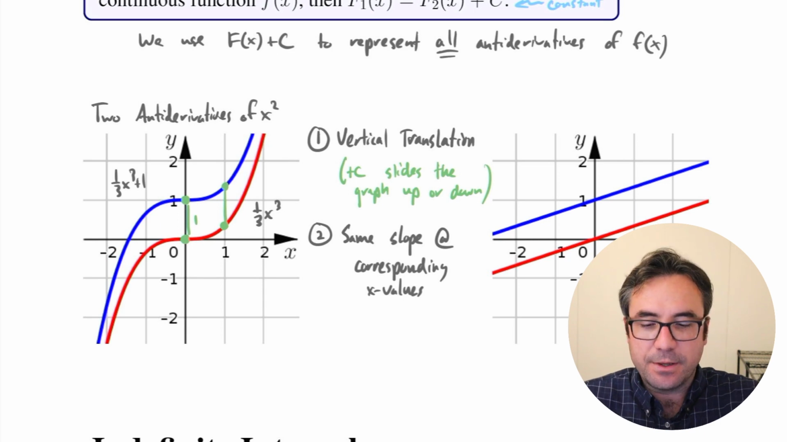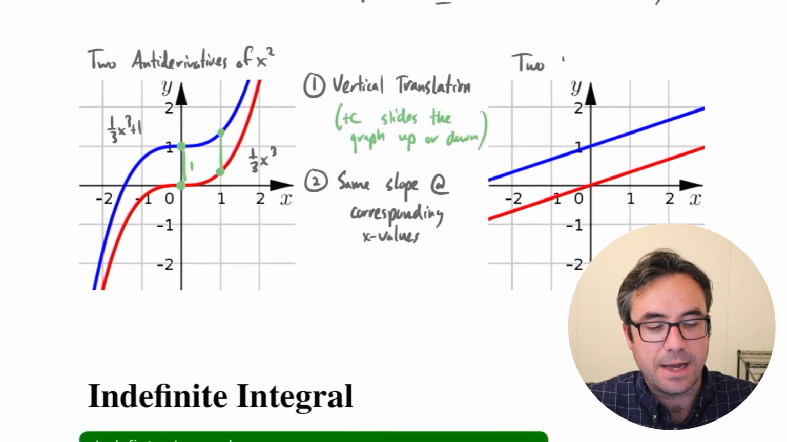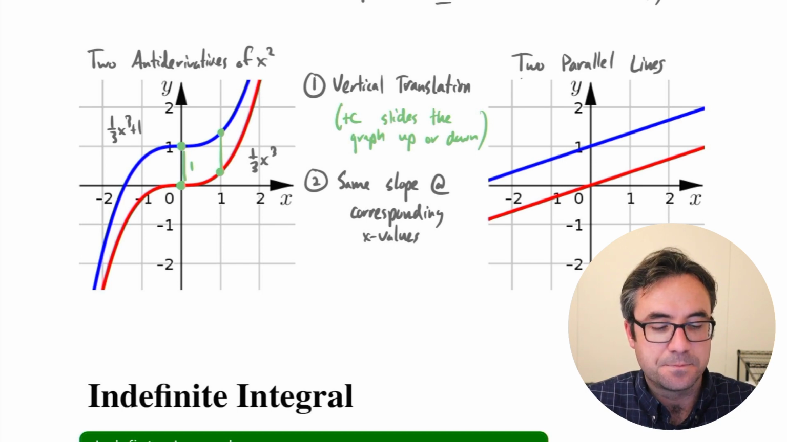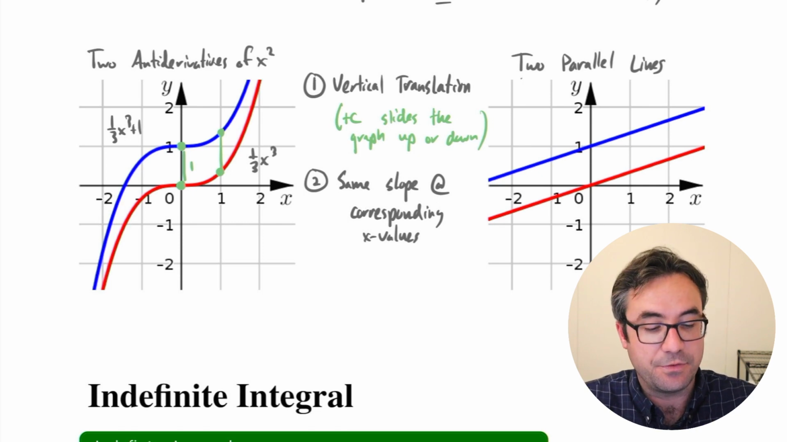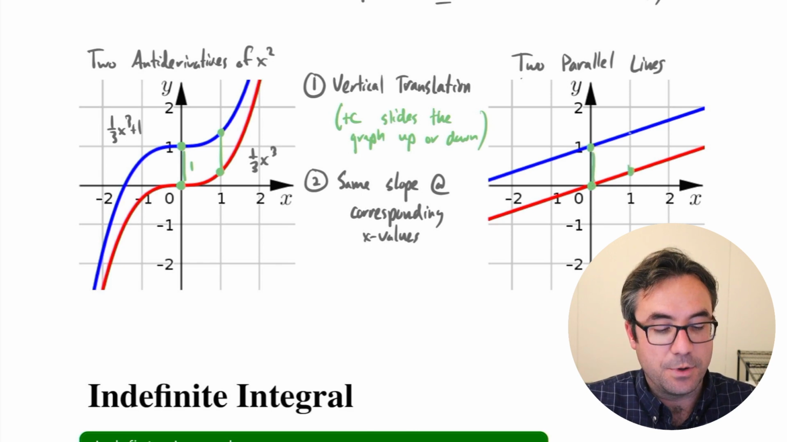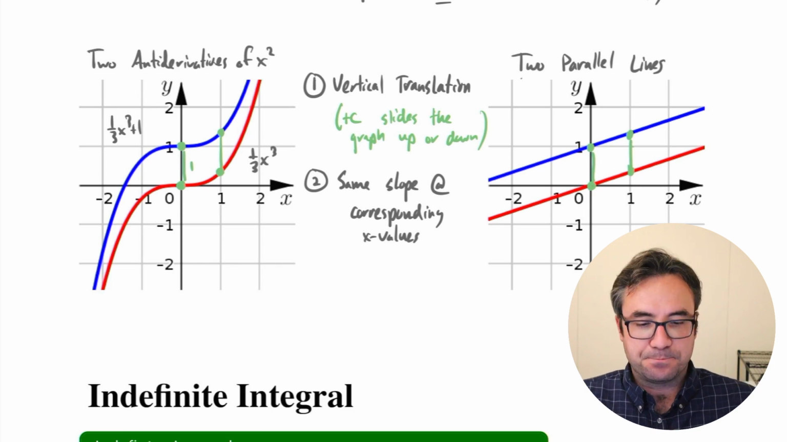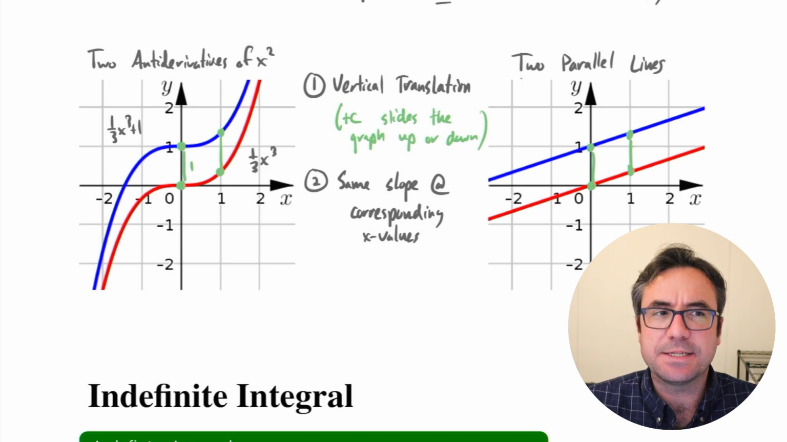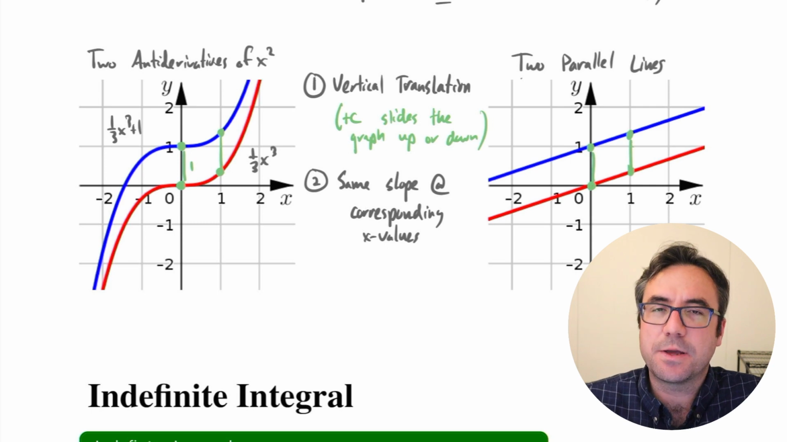And that's really the way two parallel lines work, if we look at the graph over here. Two parallel lines have the same slope, and they're vertical translations of each other. If I pick two corresponding points, all the points are going to have the same separation between them. Okay, so that's the way to picture antiderivatives: all the different antiderivatives we can find for a function are like parallel curves.